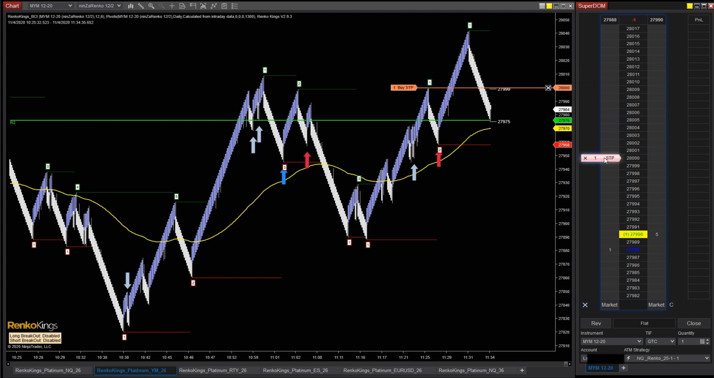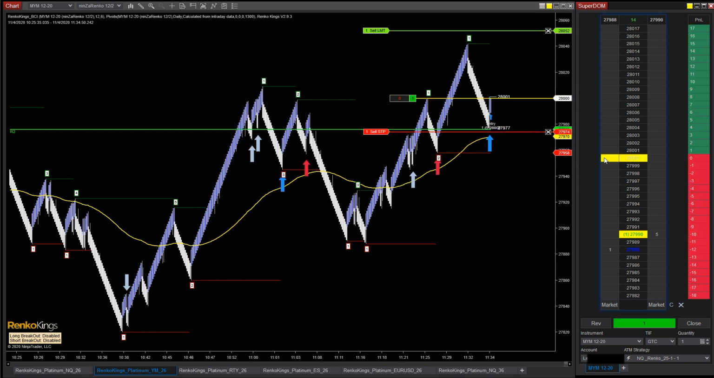That's what I was hoping for. I'd really like it to bounce off of the pivot. We can get an up close here. I'll explain the setup. MYM buy signal 2.